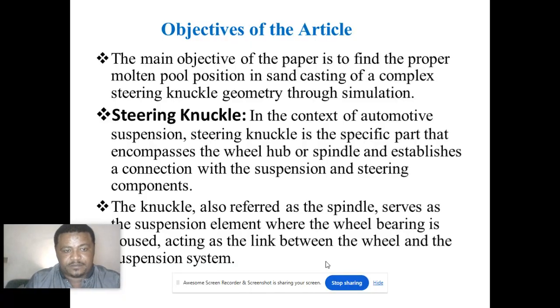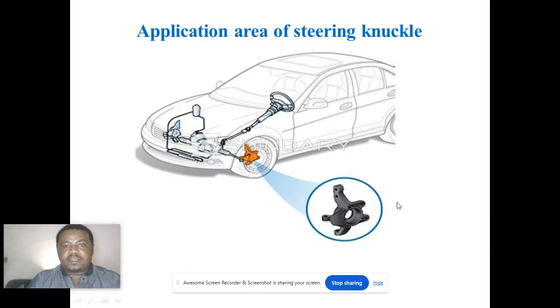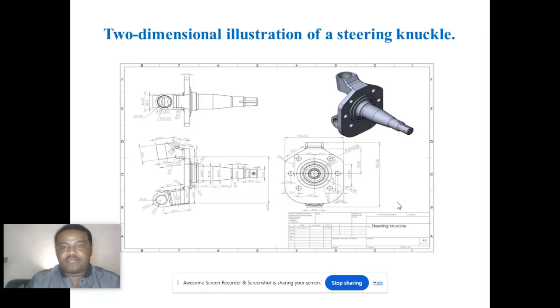In the context of automotive suspension, the steering knuckle is a specific part that encompasses the wheel hub or spindle and establishes a connection with the suspension and the steering components. The knuckle, also referred to as the spindle, serves as the suspension element where the wheel bearing is housed, acting as the link between the wheel and the suspension system. Here are the application area of the steering knuckle in automotive, and a two-dimensional illustration and a 3D illustration of the steering knuckle.